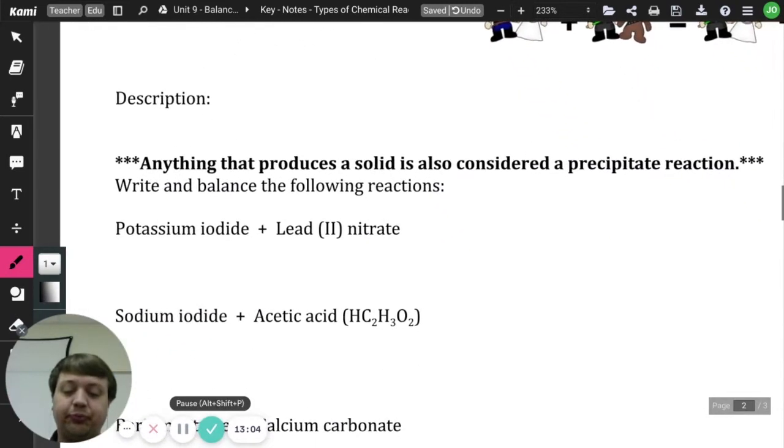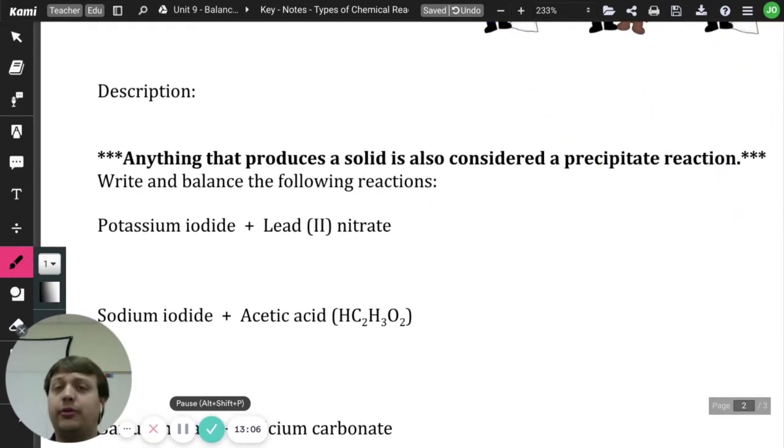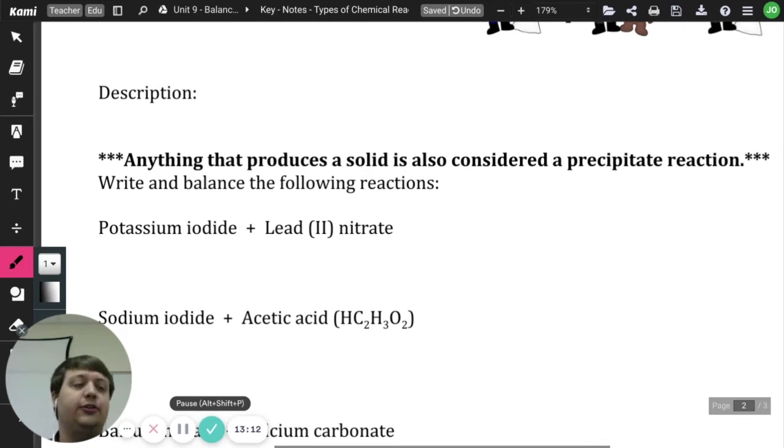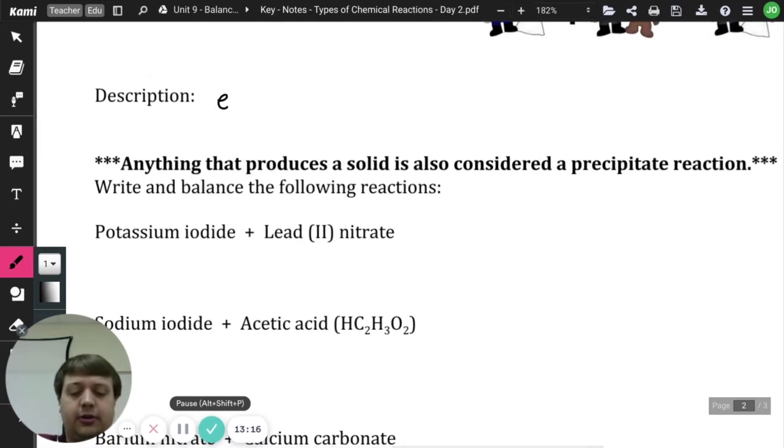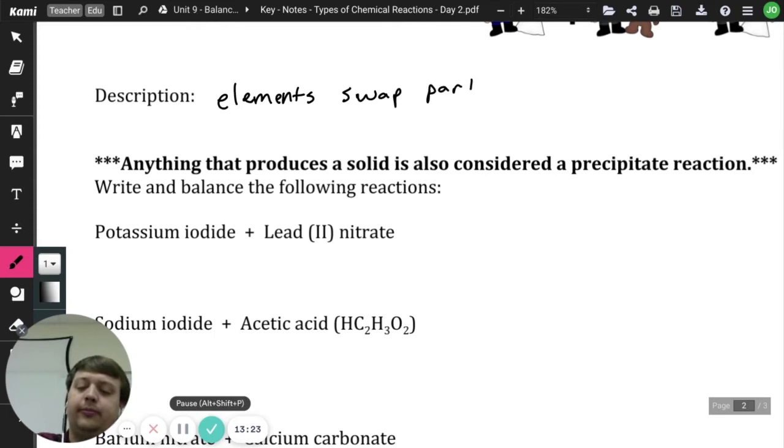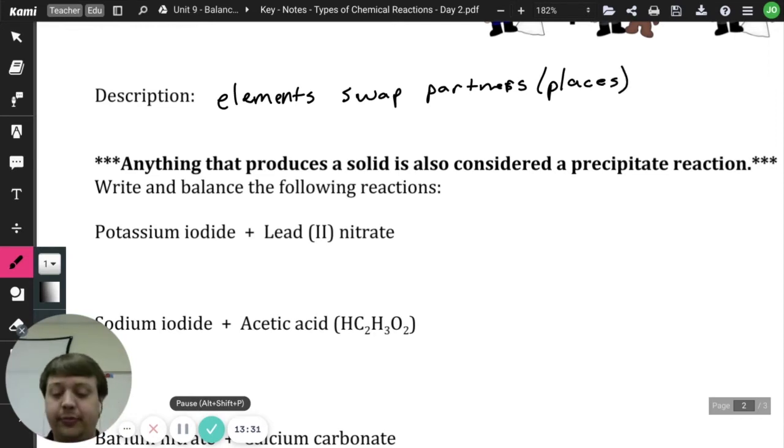Now, we do just assume that this reaction is going to occur. For that reaction to occur, those elements do need to swap places. So that would be our description: elements swap partners, which is, again, just the places that they're in. And that's going to form new compounds.